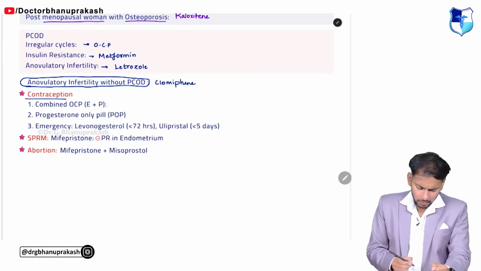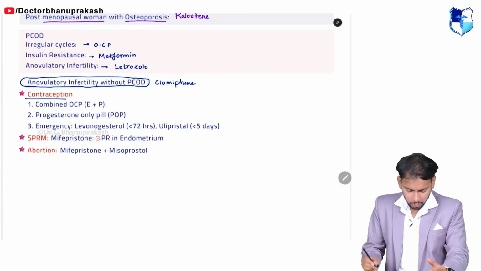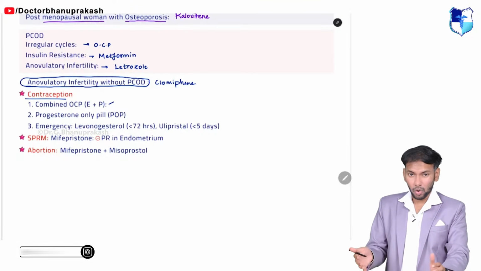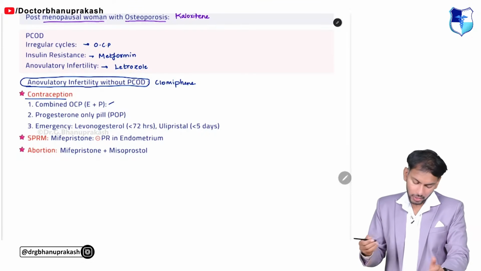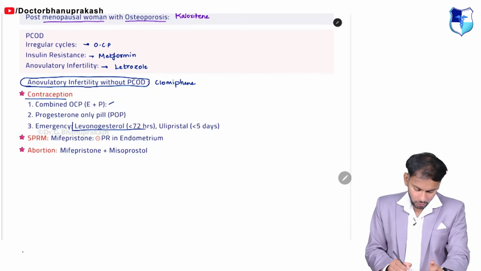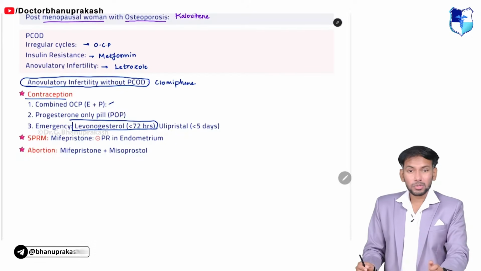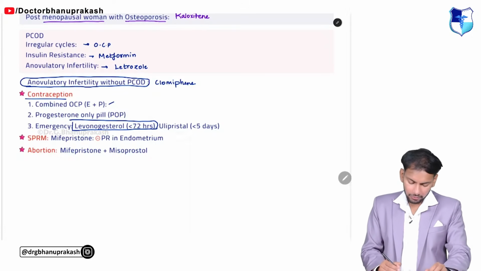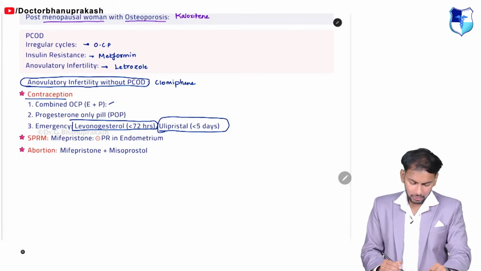Now, a few words about contraception. For contraception, you can use combined OCPs or progesterone only pills. For emergency contraception, you would use levonorgestrel, which has to be used within 72 hours. There is one more drug called ulipristal that can be taken within 5 days.